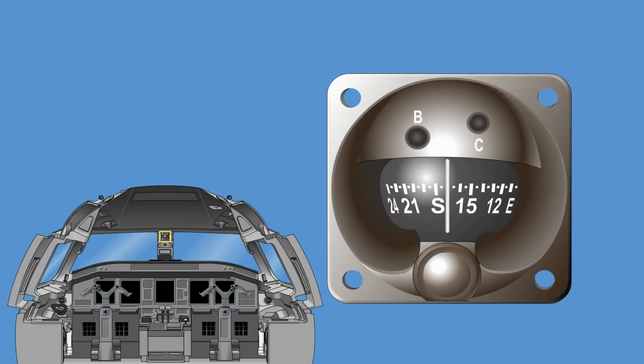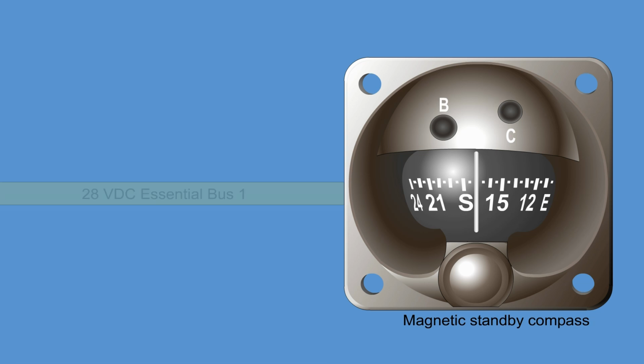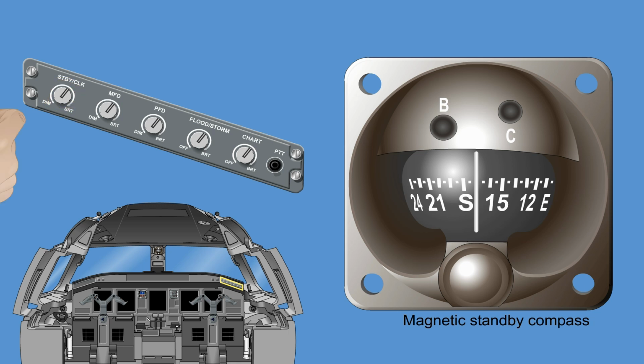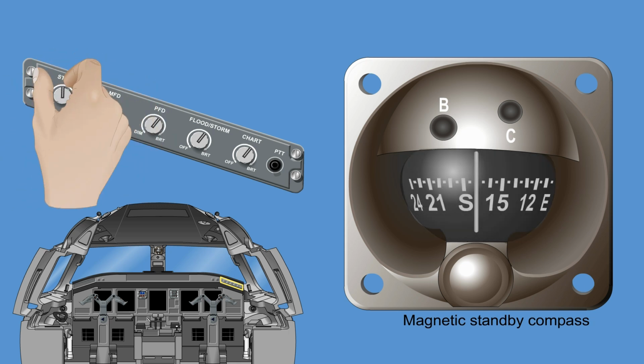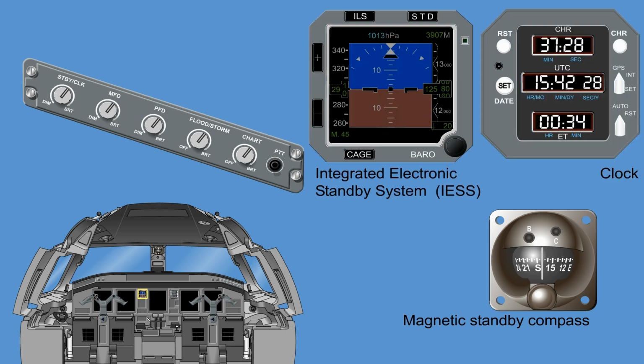The magnetic standby compass is a single independent unit mounted on the center windshield structure below the overhead panel. It is used as a standby heading source. The compass has no system interface, but receives power for illumination via the 28-volt DC Essential Bus 1. Illumination of the compass is controlled by the standby clock dim control on the co-pilot's lighting control panel. The standby clock dim control also controls illumination brightness for the clock and integrated electronic standby system.